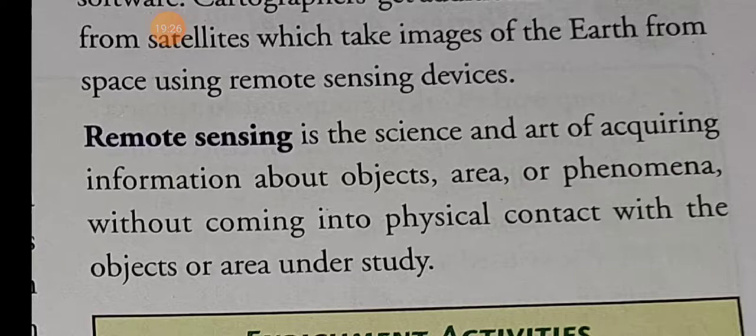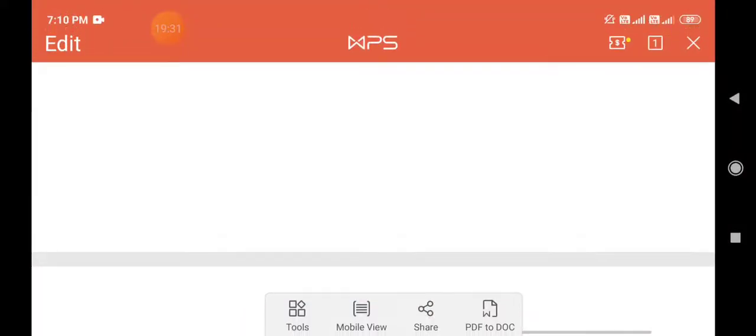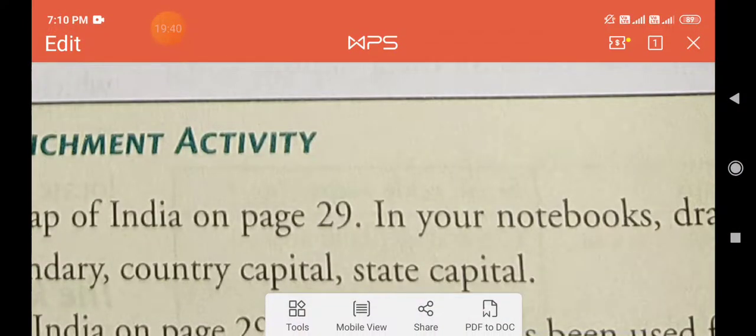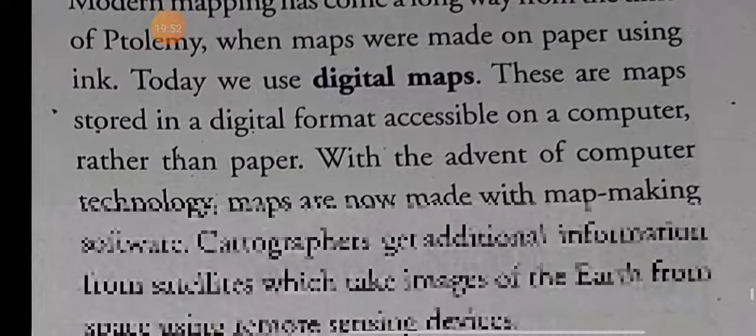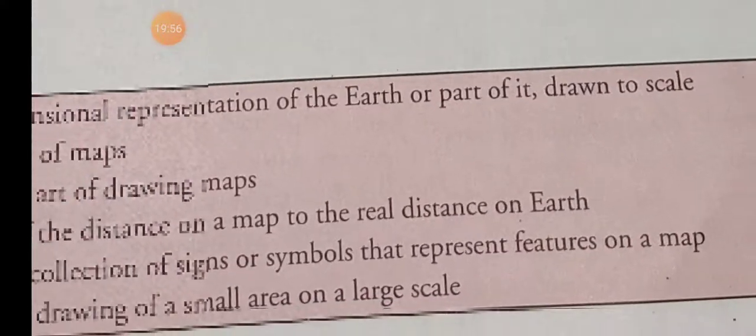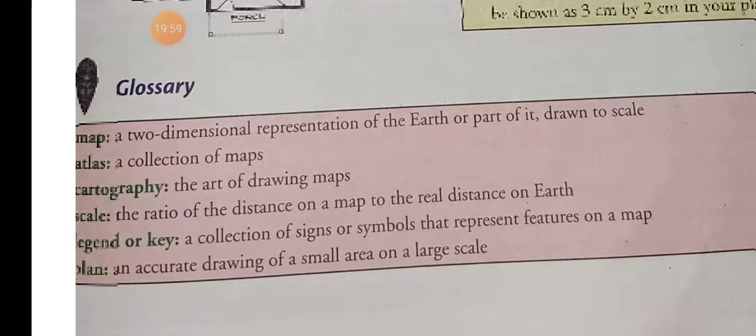Okay, so in this class you studied about the different components of the map. Different components of the map are title, scale, direction, latitude and longitude, the key, colors, sketch and plan, and development in cartography. Now your homework is that you have to learn this glossary.